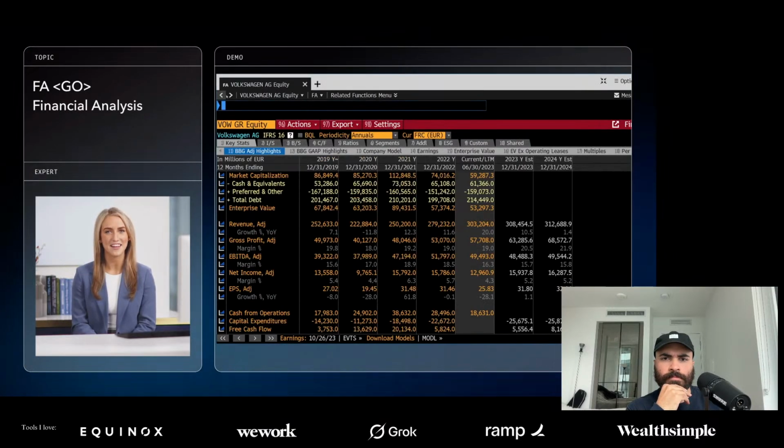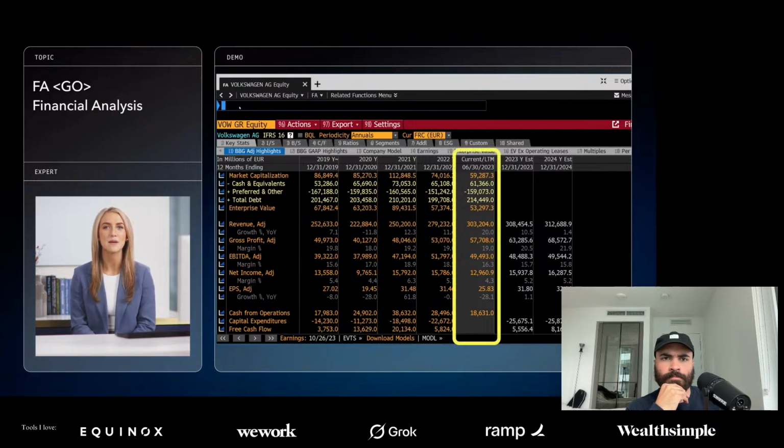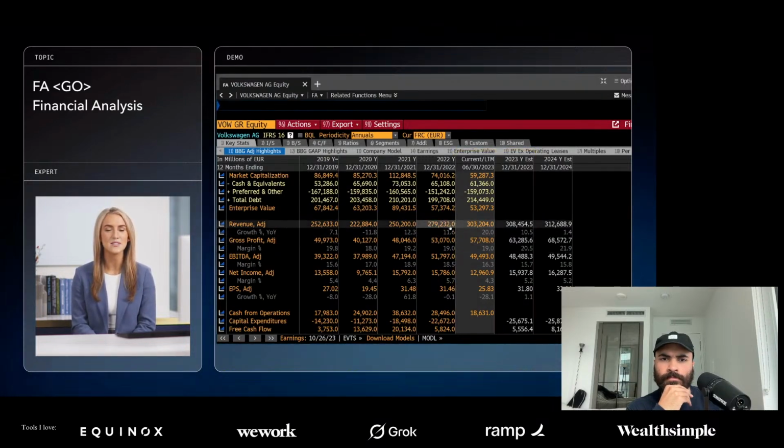The data in FA is fully transparent. Notice that there are differently colored numbers here. Amber ones are reported from company filings. Orange numbers are estimates. You can click any of the numbers to understand its source.